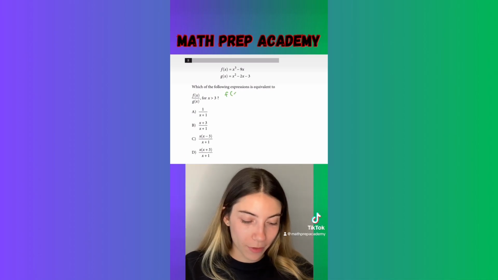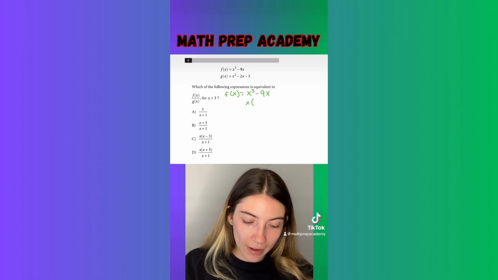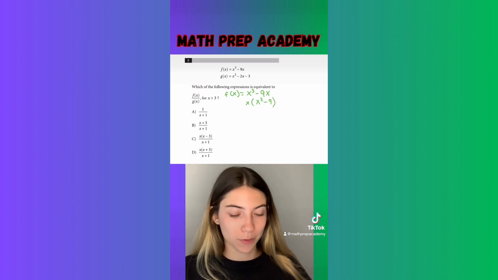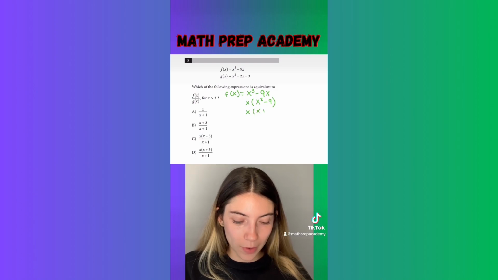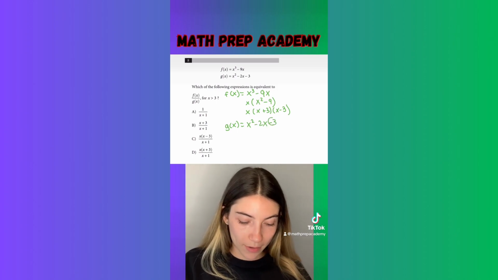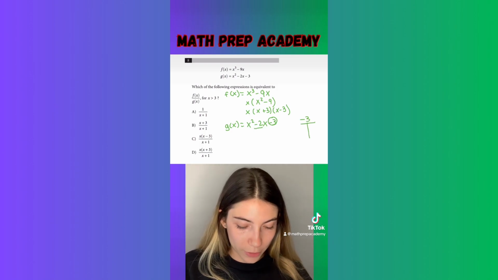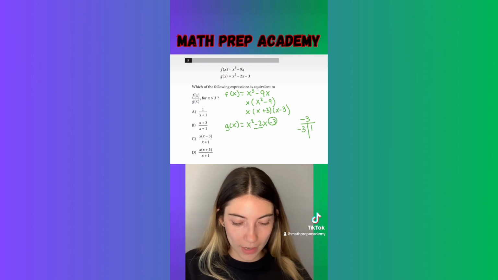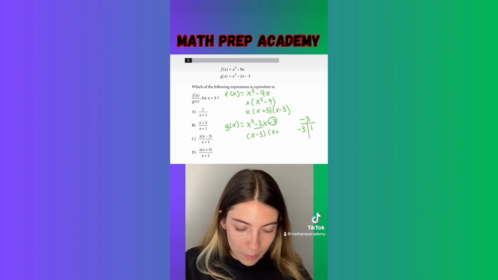Well, if we factor f of x, which is x cubed minus 9x, we can take out an x, and that gives us x squared minus 9. What is x squared minus 9? It's a difference of squares. So we can factor further to x plus 3, x minus 3. And now let's factor g of x. So g of x is equal to x squared minus 2x minus 3. We grab the negative 3, put it on this side. We need two numbers that multiply to negative 3 and add up to negative 2. So that's negative 3 and positive 1. So our two parentheses are x minus 3, x plus 1.